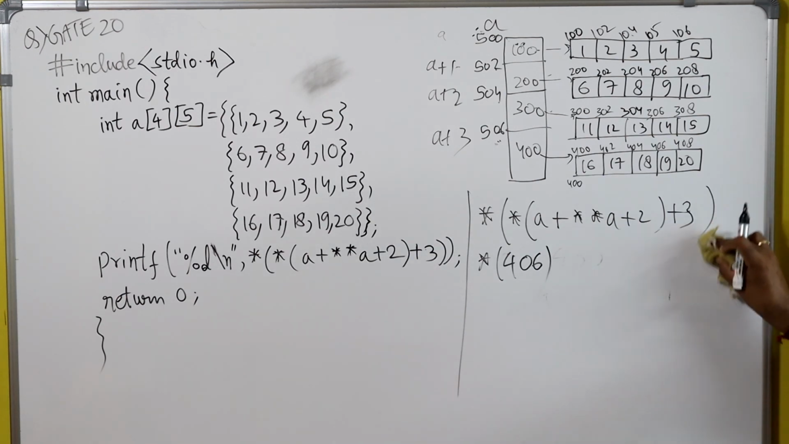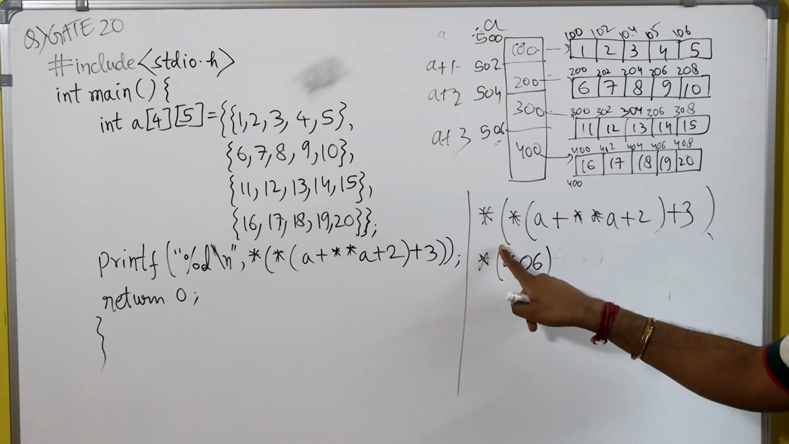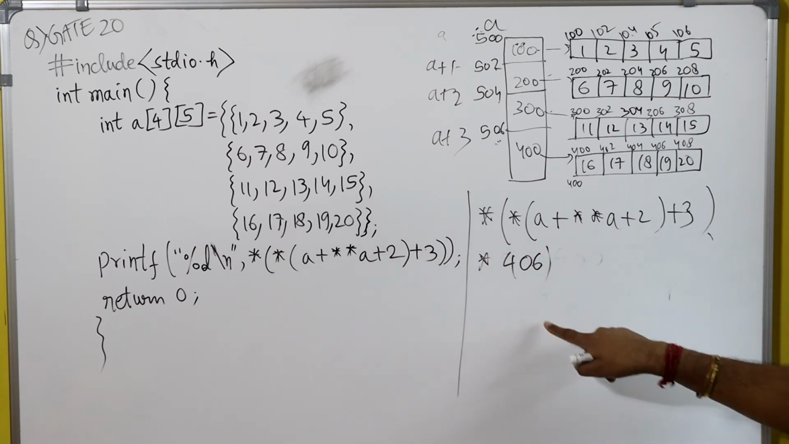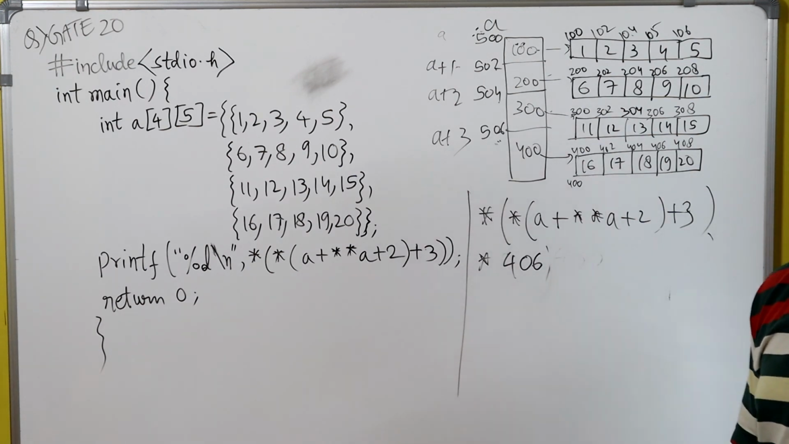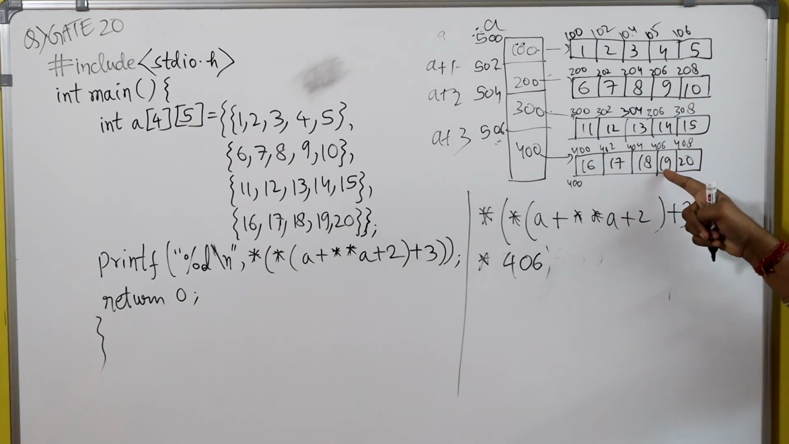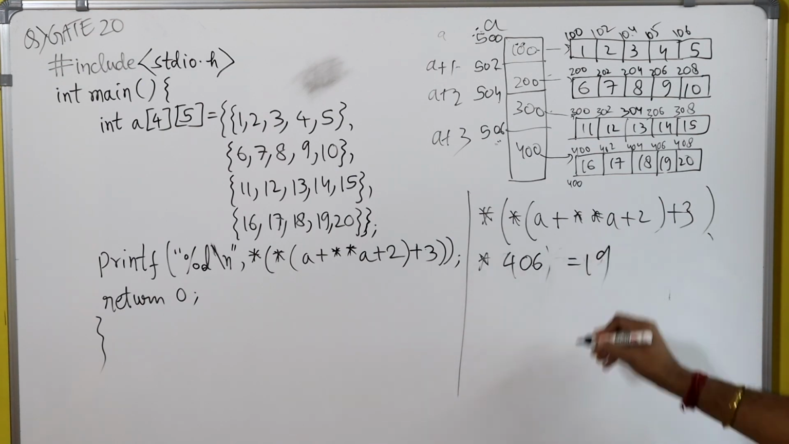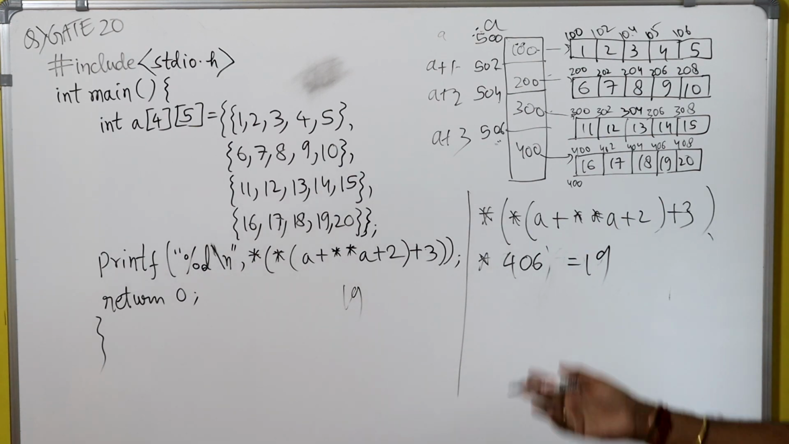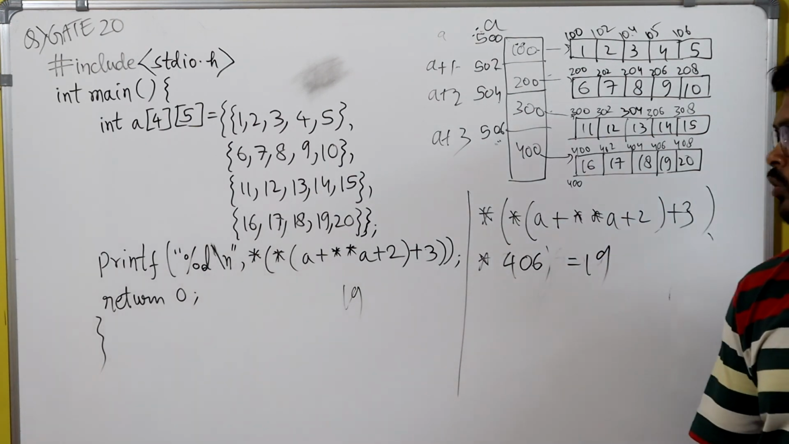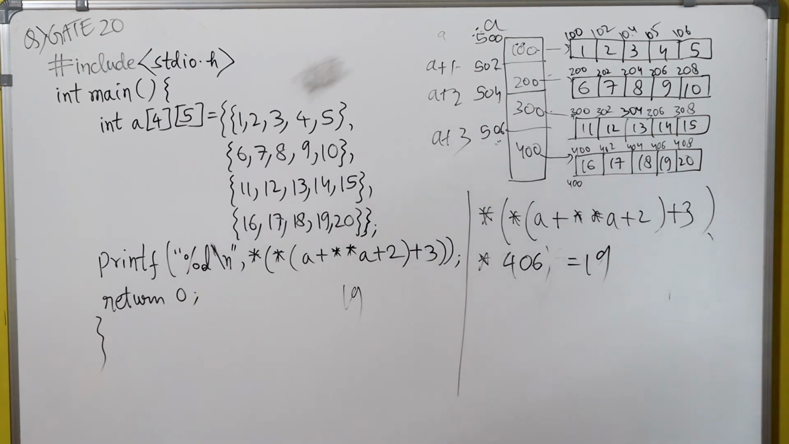So what is left now? Star of 406. No need to write the bracket here. So what is star of 406? Value at the address 406. So what is the value at the address 406? 19. Just see here, 19. So the final answer is 19. So 19 is the output. This question is very easy. All you need to know is the array and pointer concept. Fine.